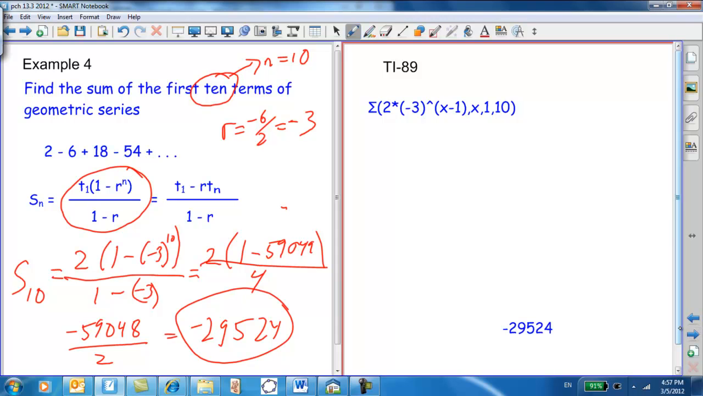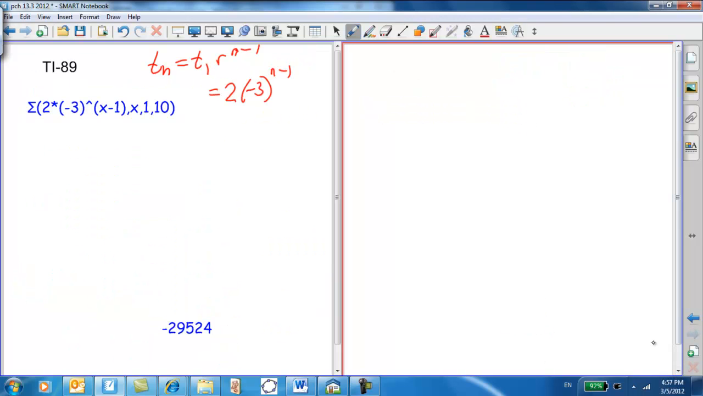And now we can check this on the TI-89 with that sum thing again. Now, what you're not given is t sub n, so you would have to come up with that for a geometric sequence. Remember, that's t sub 1 times r to the n minus 1. So in this case, that's t sub 1, which is 2, times negative 3 raised to the n minus 1 power. And that's what I'm doing here. And so that's how you can check it on your TI-89. Okay, class dismissed.